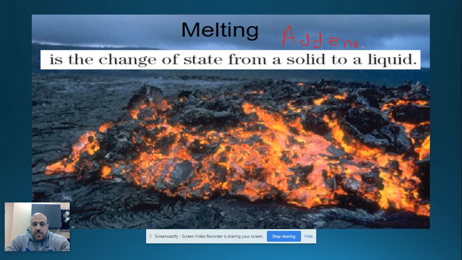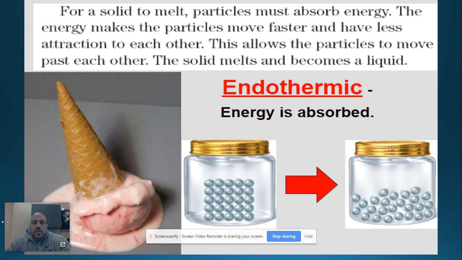And the reason being, we need to make those solid molecules have enough energy to move fast enough to break apart from each other, and now they can flow around like liquid. And this is what it says here. This is the fancy word, but we don't need it for the test, endothermic. For a solid to melt, the particles have to take in enough energy that they're able to move faster and past each other. And once they're able to move past each other, that's what a liquid is.